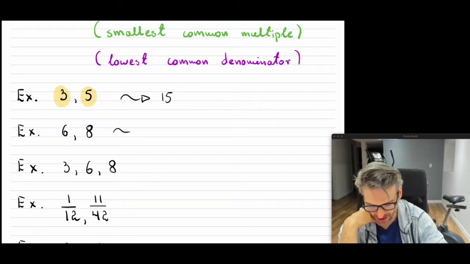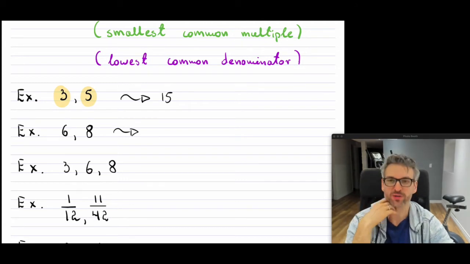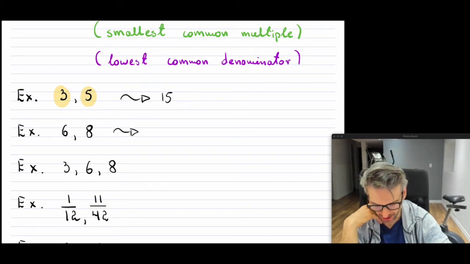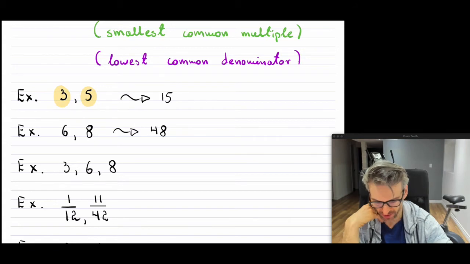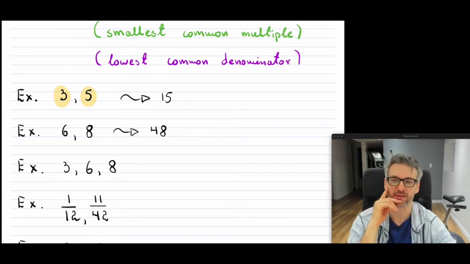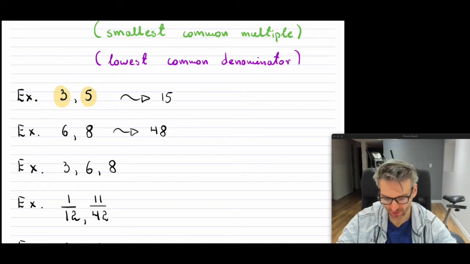So notice here, if I multiply 6 times 8, I'm going to get 48. So that's what a common multiple would be. Indeed, 6 goes into 48 8 times, and 8 goes into 48 6 times. So 48 is a multiple of 6 and 8. But it is not the lowest common multiple. So how do I find the lowest common multiple?